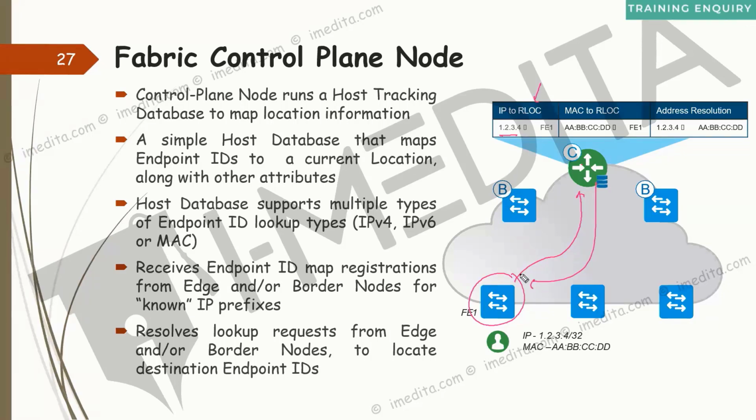So it resolves the lookup request from the edge node and border node to locate the destination endpoint. The Fabric control plane node is responsible to propagate the information. It is responsible to send the information that this endpoint actually lives on this particular router to the Fabric edge device.